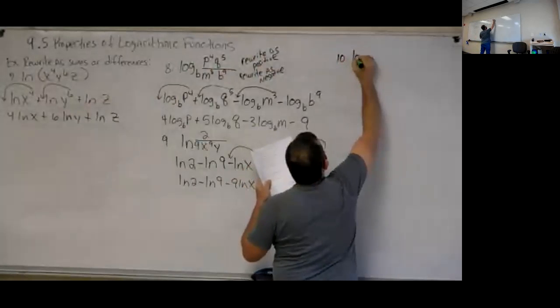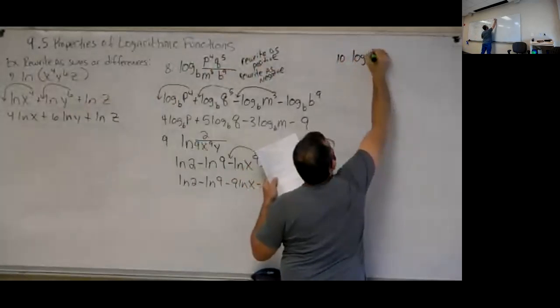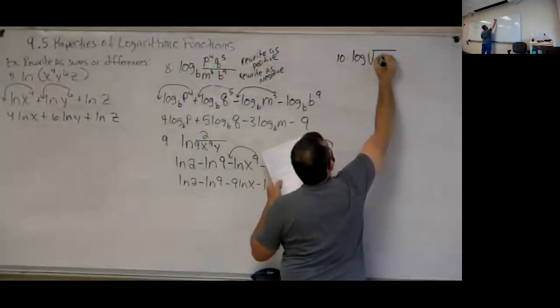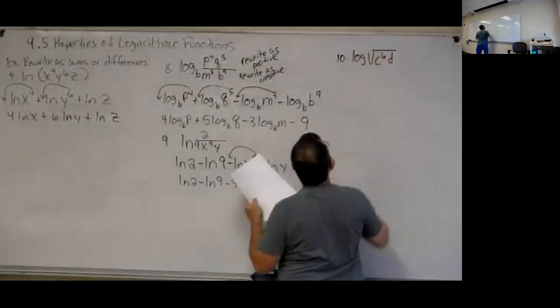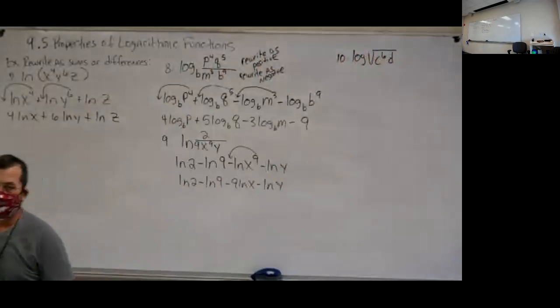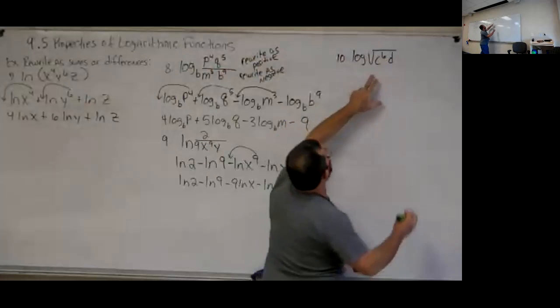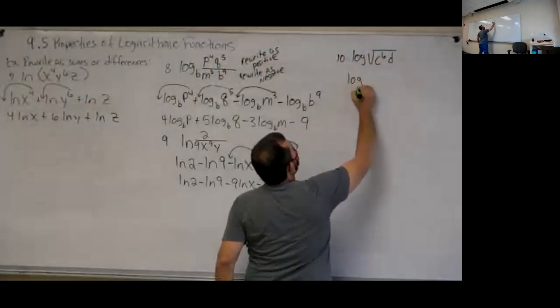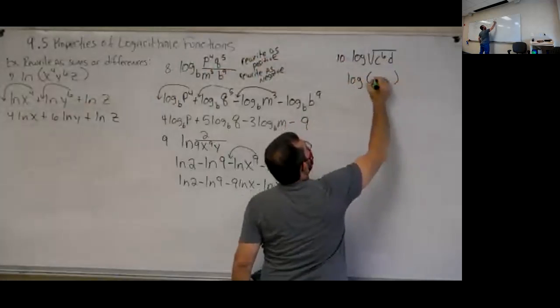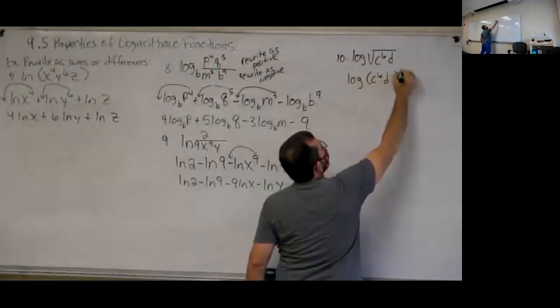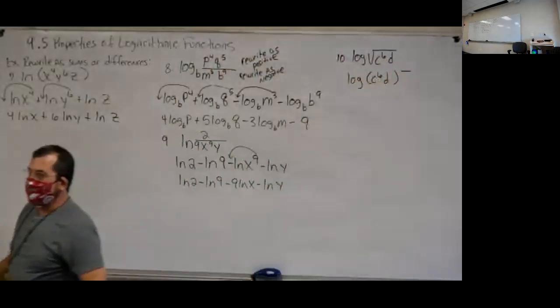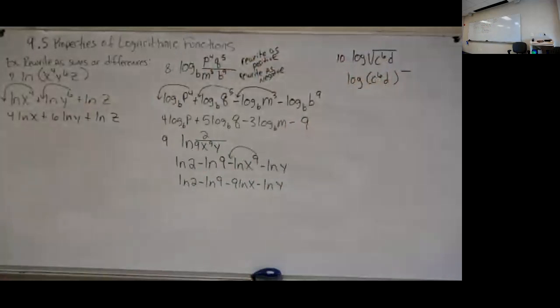All right, how about log of the square root of C^6 D? I'll probably play with this and babysit through this. But the first thing I'm going to do is rewrite that radical. Now notice there's two things under the radical. So when I rewrite it, I'm going to use parentheses to put my C^6 D into, and then on the outside, I'll write my exponent.